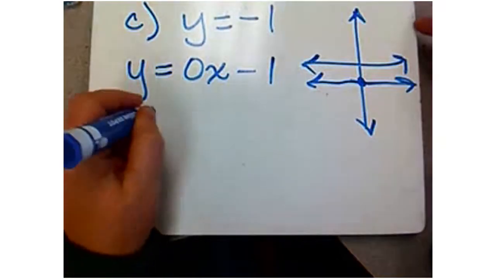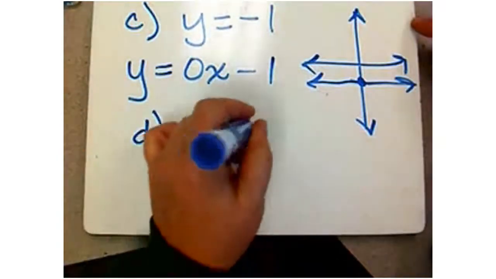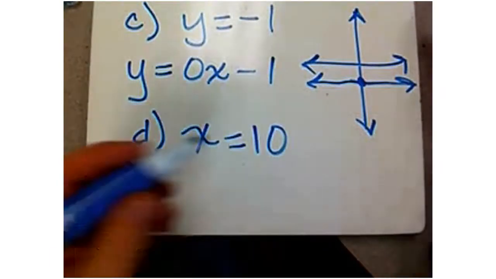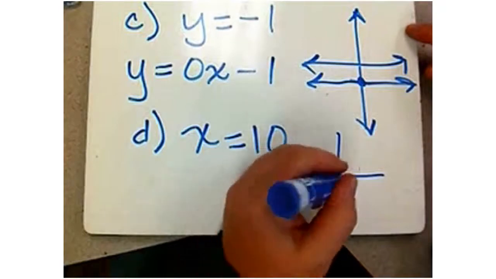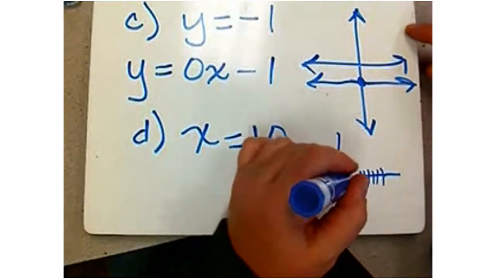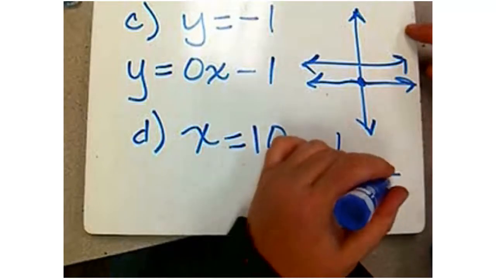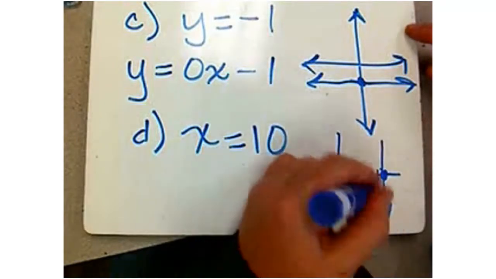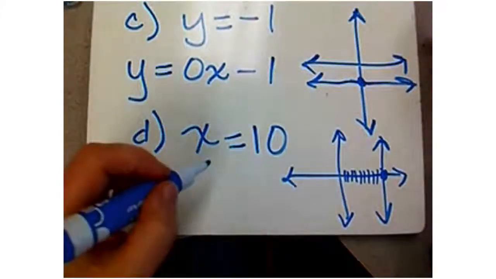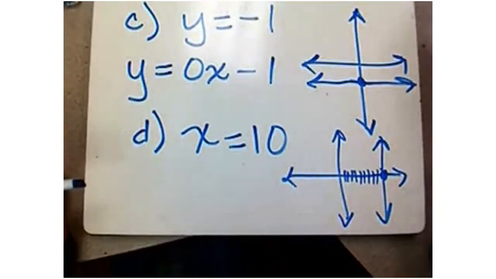Same with little letter d. X equals 10. Aha, no y in this. So we go, oh, this just means I have a graph where the x value is at 10, 1, 2, 3, 4, 5, 6, 7, 8, 9, 10, and I have a vertical line going up and down parallel to my y-axis because my slope doesn't exist. It's undefined. So I just have a point at x equals 10, and I draw a line up and down.